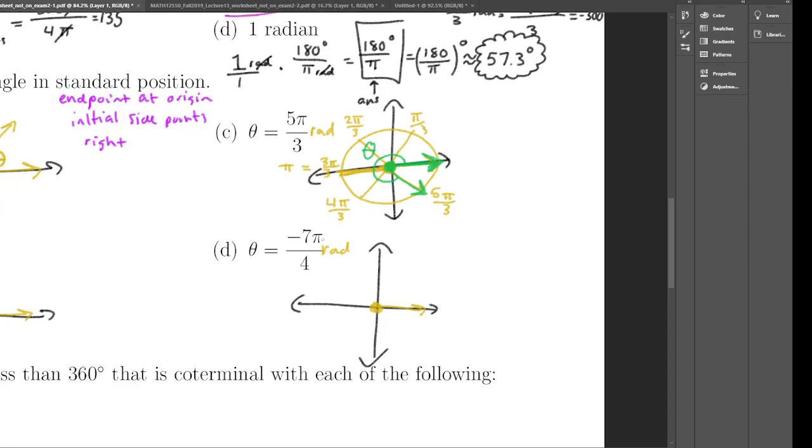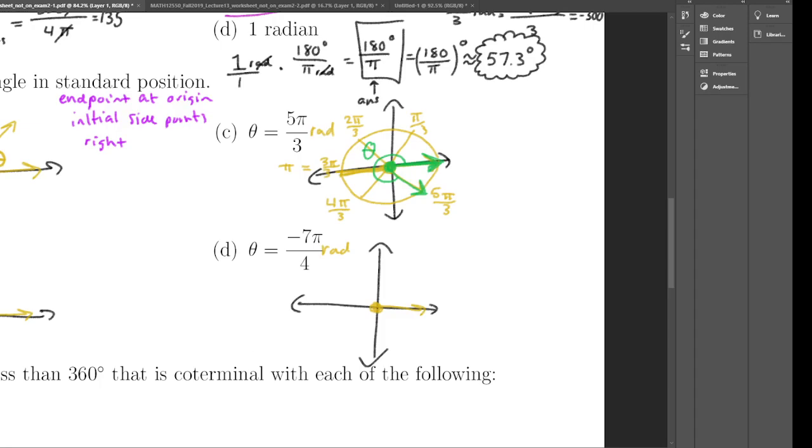Finally, we have negative 7 pi over 4, which is a little tricky. There's a few ways to think about this. Again, you could do the same strategy we did for the last problem and think about, well, what's 1 pi over 4? And then we'll just count by pi over 4s. Another way to think about this is a trick, but I'll do it that first way first, actually. So first, we're going to think about what's 1 pi over 4.